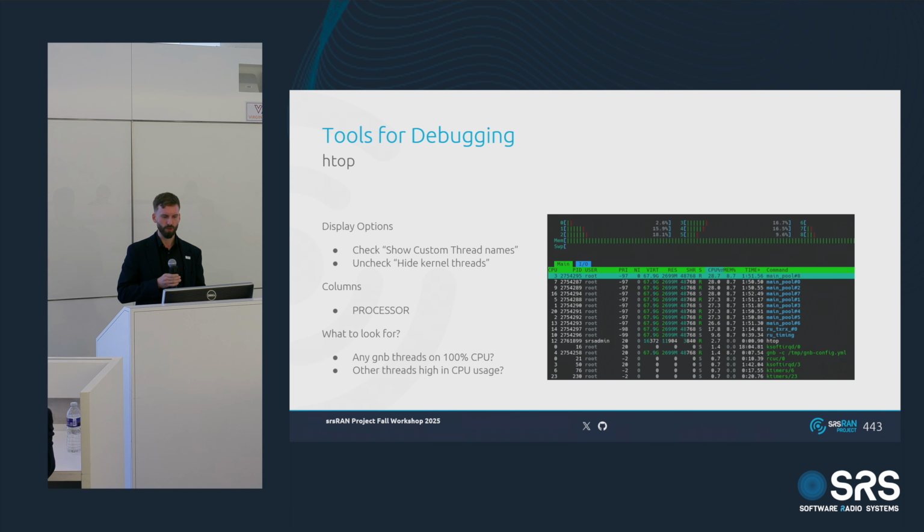It's important that you show the custom thread names, which is not enabled by default. Otherwise, you don't know which thread is running high in CPU. I also like to show the kernel threads, which helps to see if, for example, an IRQ is running high, or if there are any issues like this. And I also like to add the processor column, which shows which thread is running on which CPU core.